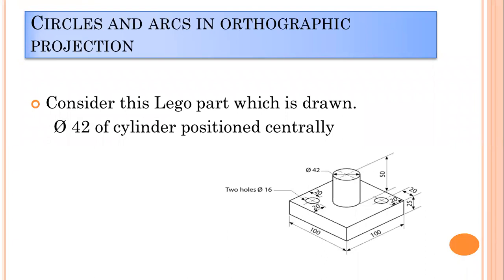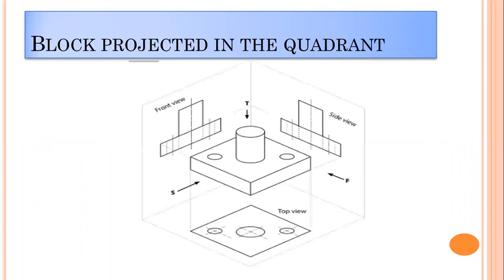Now consider this Lego part which is drawn. Diameter 42 of cylinder positioned centrally. That is, the cylinder with diameter 42 is positioned in the center of the square base. Here you can see the quadrant and the front view, top view and side view on the respective quadrants.